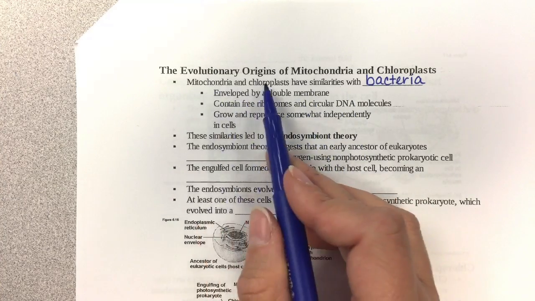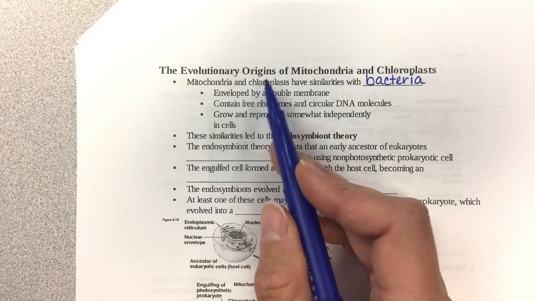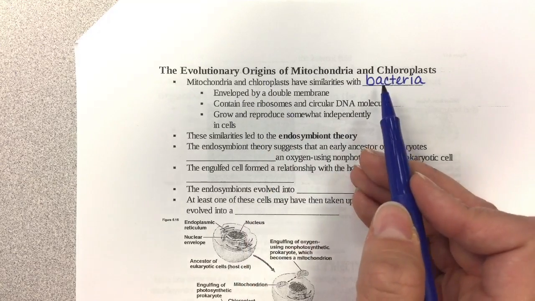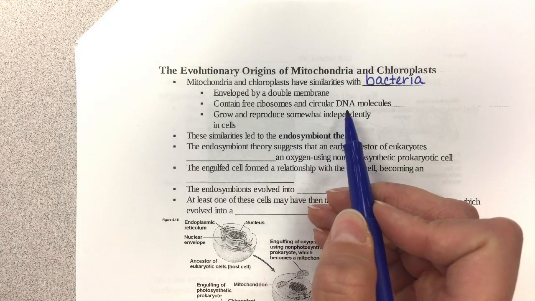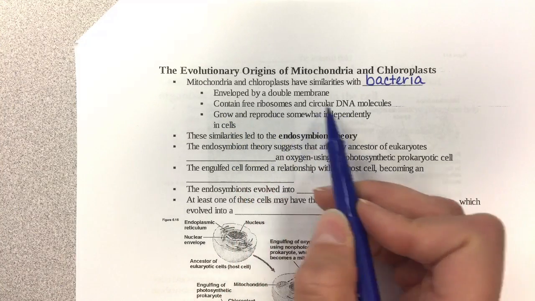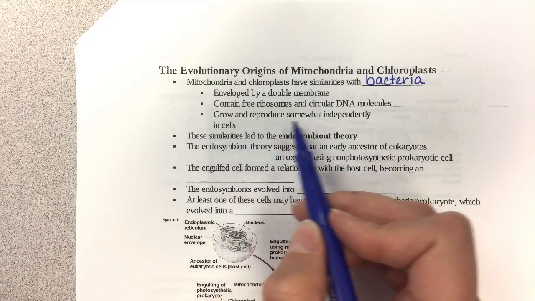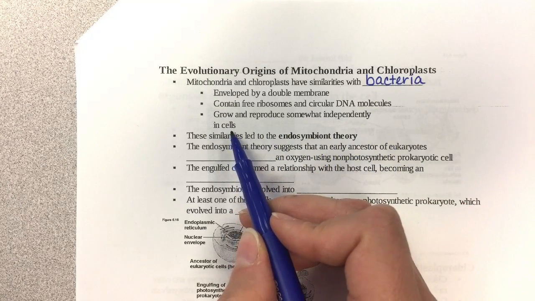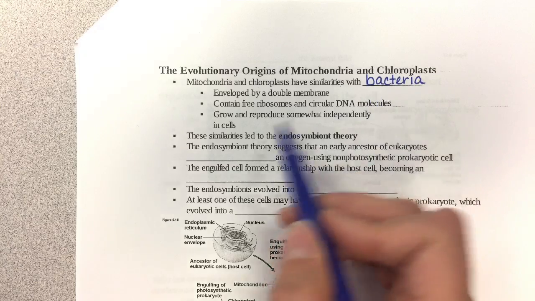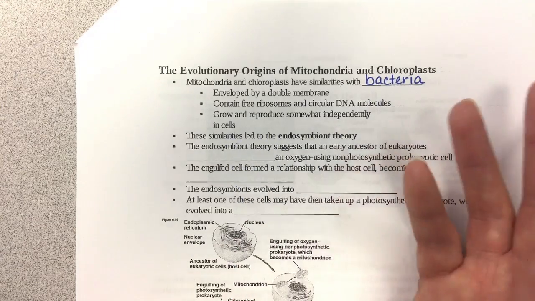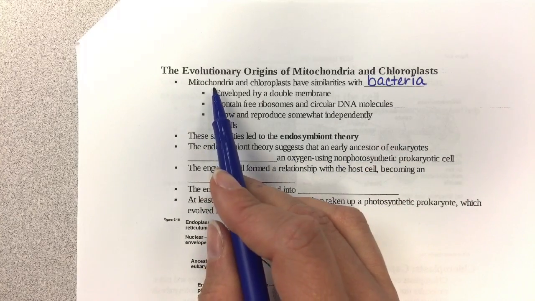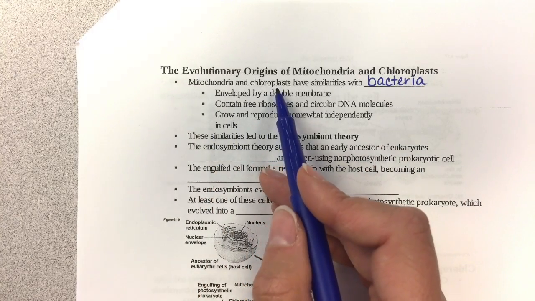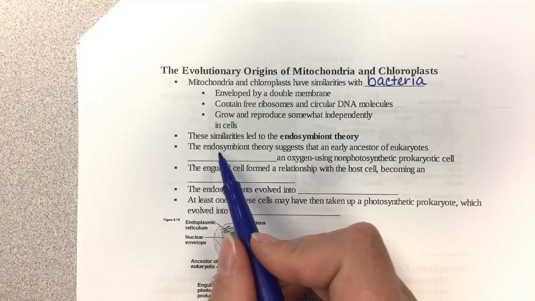So both the mitochondria and chloroplast have a double membrane around them, so two membranes. So do the bacteria. They contain free ribosomes and circular DNA molecules. So do the bacteria. They grow and reproduce somewhat independently in cells. The bacteria don't live in cells, but the bacteria are free living and they can grow and reproduce on their own. And mitochondria and chloroplasts also grow and reproduce on their own inside of cells.